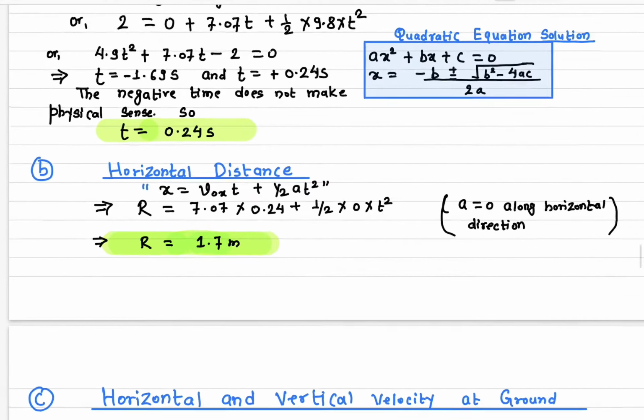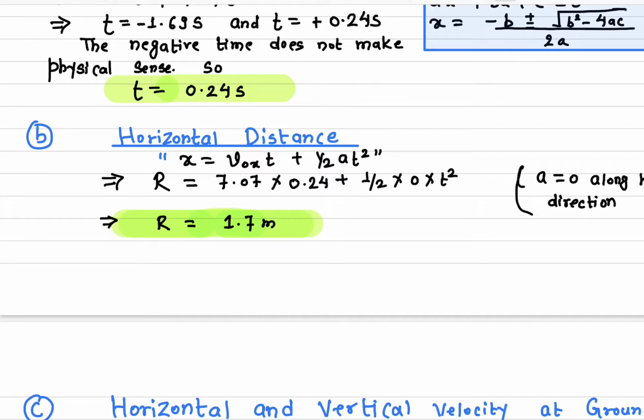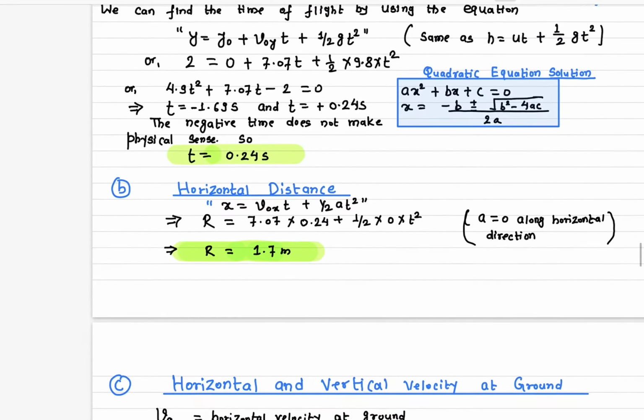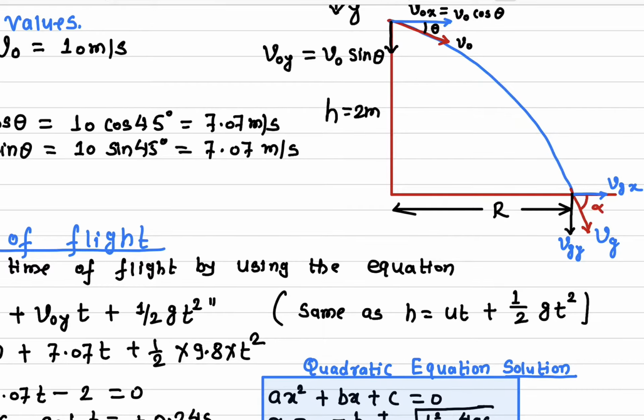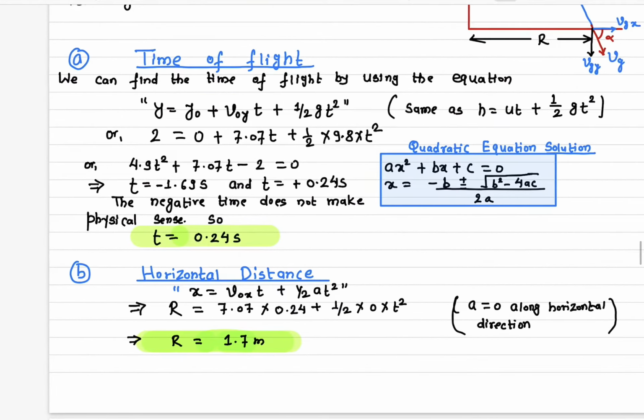All right, now let's calculate the horizontal distance. Along the horizontal motion, there is no acceleration. The reason is the force is only acting in the downward direction, which is the force of gravity, as there is no force acting along the horizontal direction. The acceleration along the horizontal would be 0.